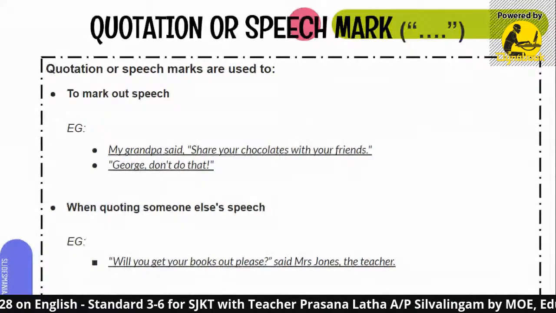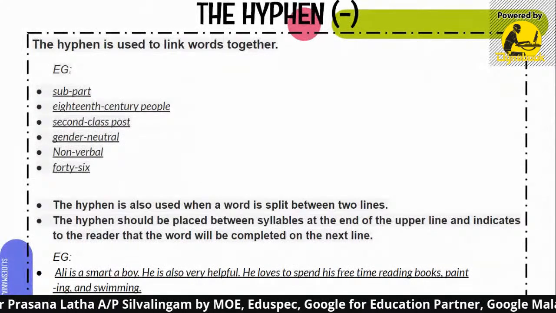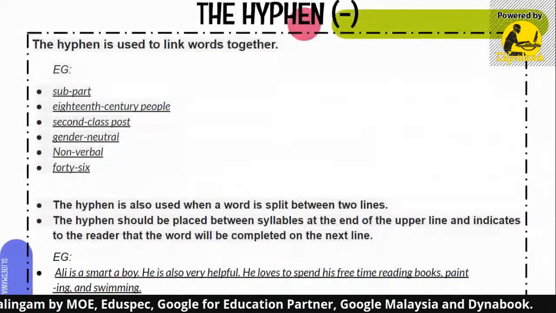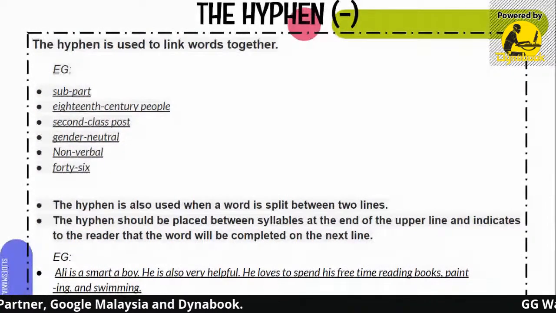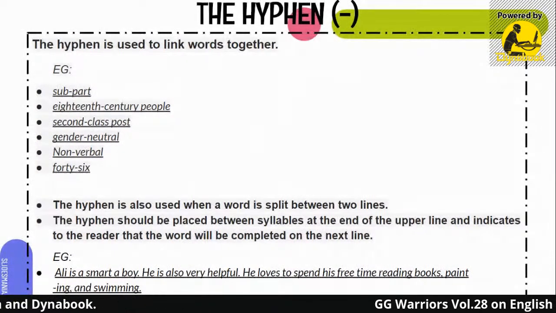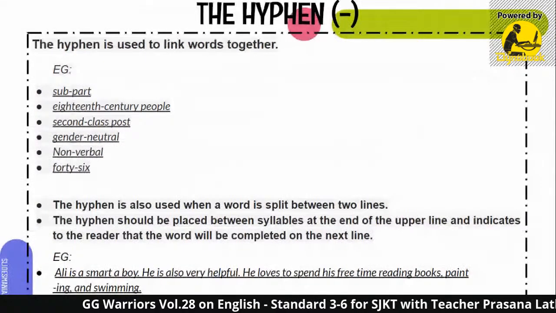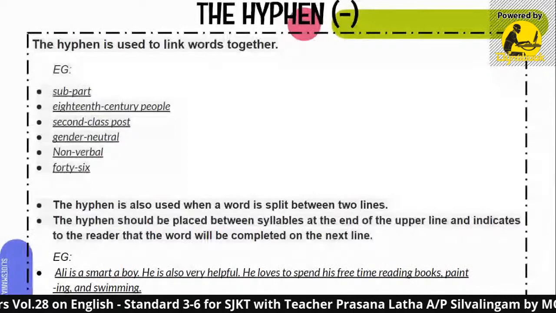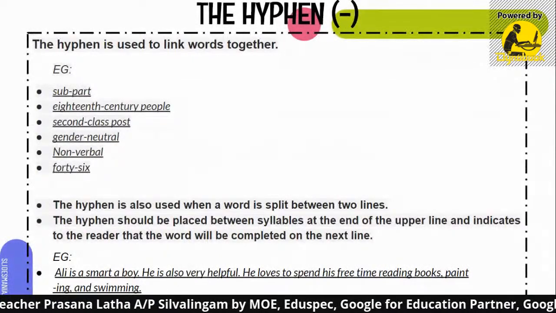Next, the hyphen. Hyphen is quite common. We usually use it to link words together. So examples are sub-part, 18th-century people, second-class post, gender-neutral, non-verbal, 46, 82, and so on. Hyphen is also used when a word is split between two lines.